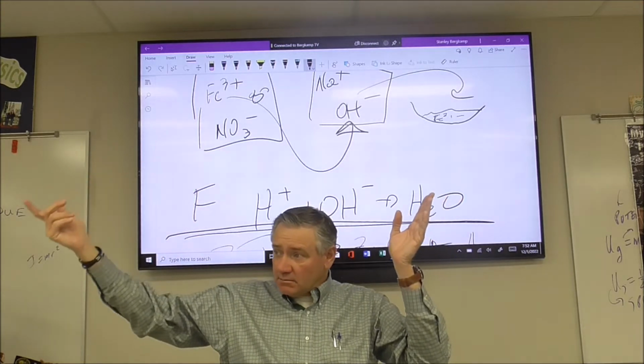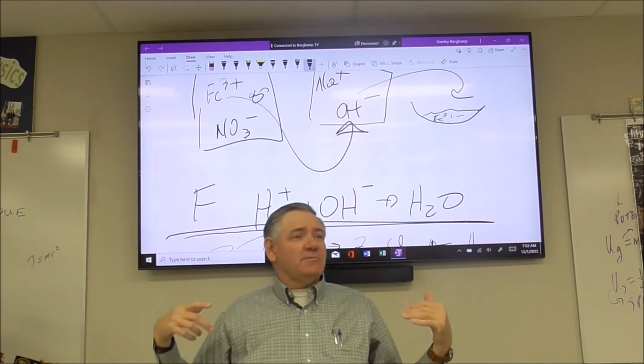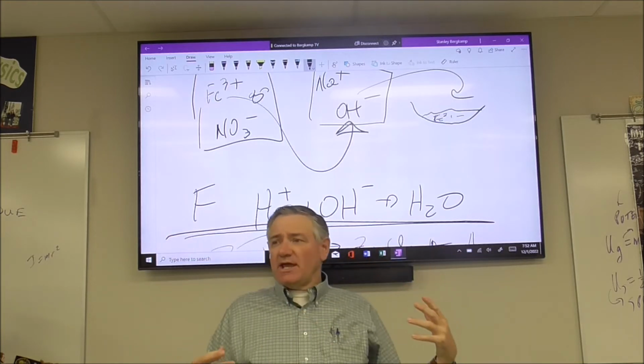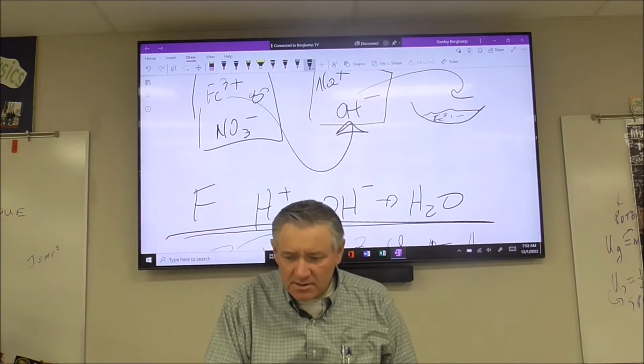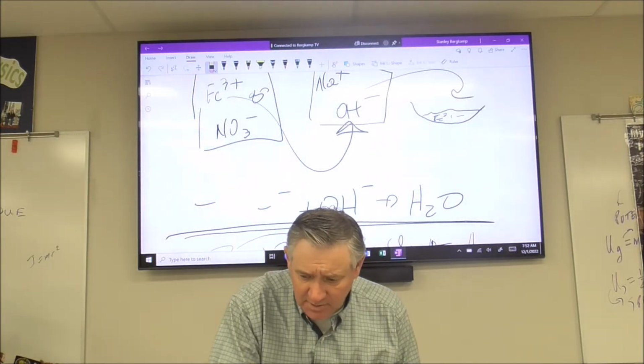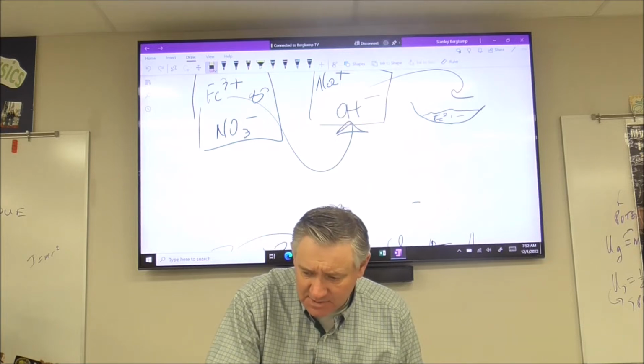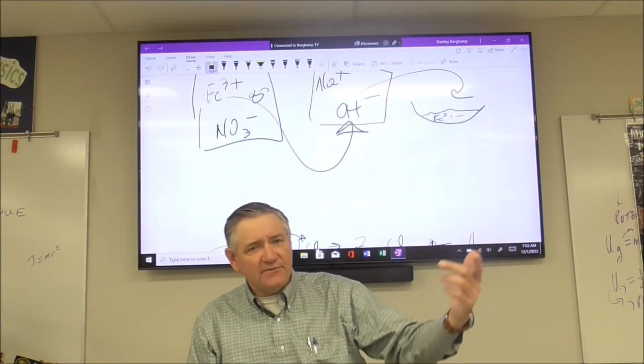Or do I like the water molecules more? And they basically go, I like Iron Man. So the hydroxide is going to start to hang out with the iron. So out of this then, and this is why you have solubility rules, you should get a precipitate of Fe3+.